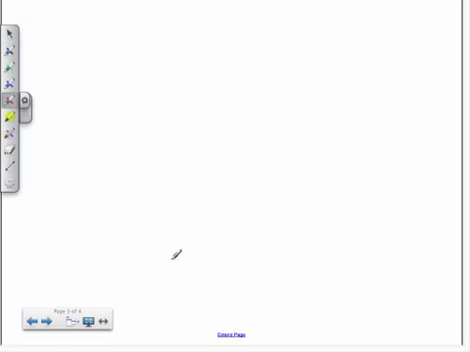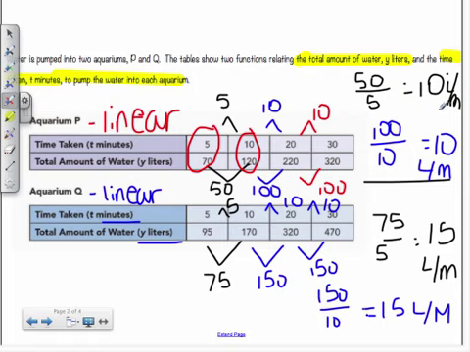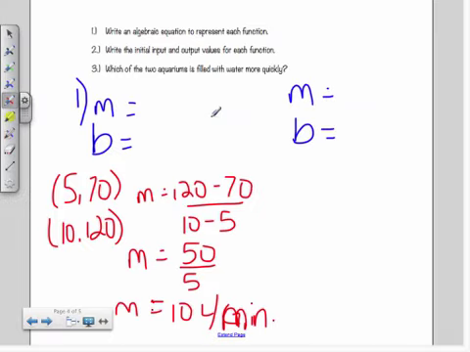But if you remember when we actually looked at our rate of change, we already figured out that it was 10 liters per minute. So we didn't technically have to do that because our rate of change right here, our 120 minus 70 gave us 50, our 10 minus 5 gave us 5. That's the y2 minus y1 over the x2 minus x1. So it says liters per minute. So that means that my slope is 10 liters per minute.